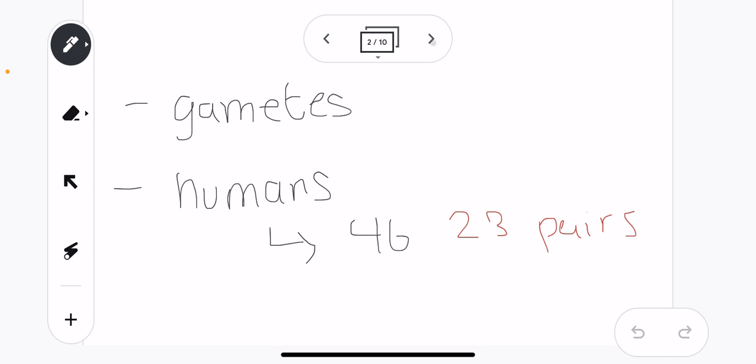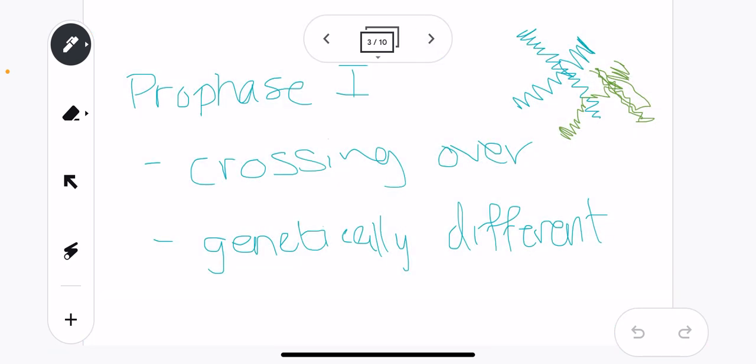Now, for the phases, you can see that the phases are very similar to each other, and they're actually very similar to mitosis as well. So the first phase of meiosis is prophase 1. And prophase 1 is the same as in mitosis, where you have the nuclear envelope breaking down, but there's one big difference in that there's crossing over of the chromatids, meaning that you're basically shuffling up the genetic deck.